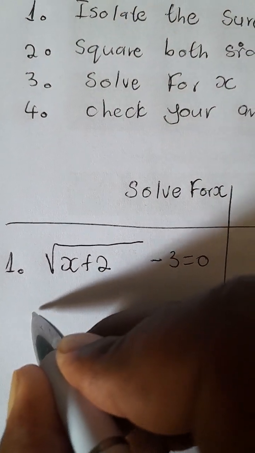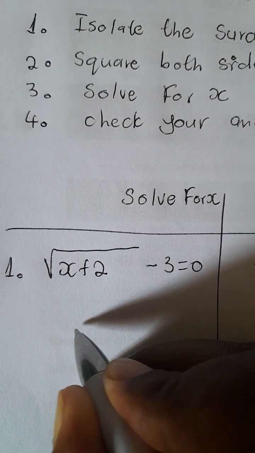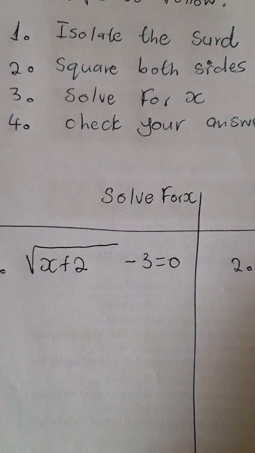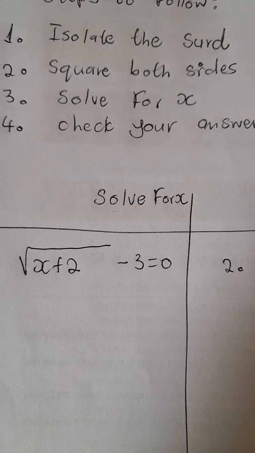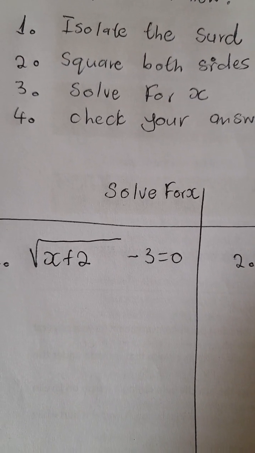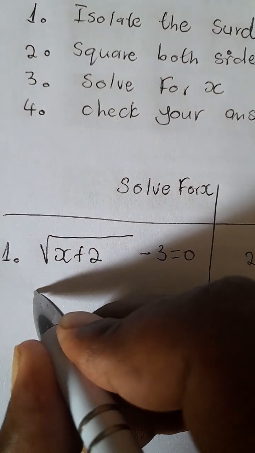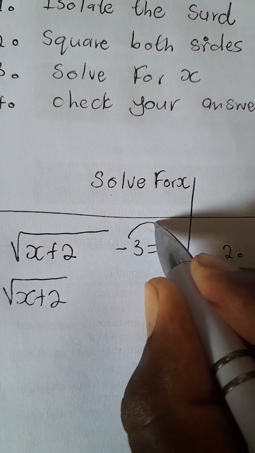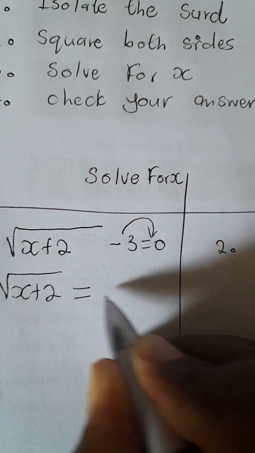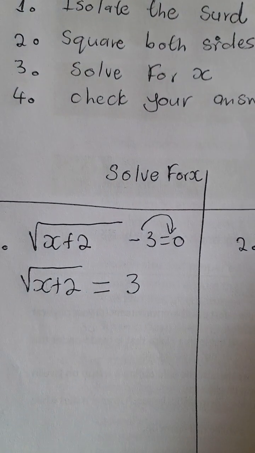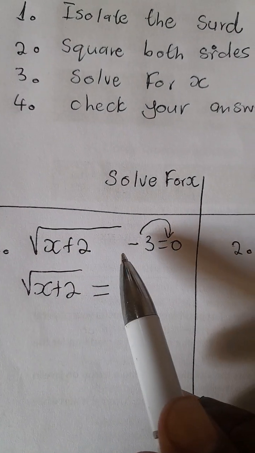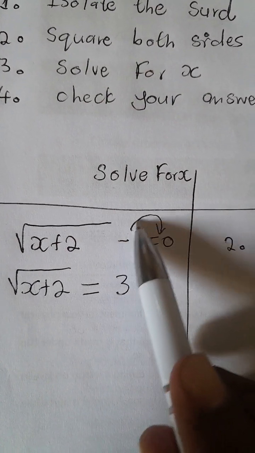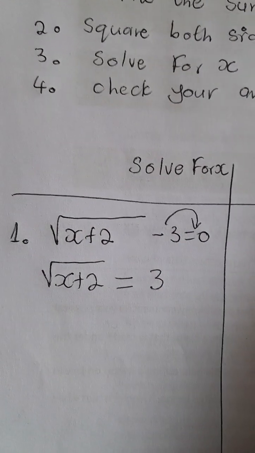First things first, we isolate the surd. It's isolated in this manner. After that, what are we going to do? We have root x plus 2, and when I transpose the minus 3 to the other side, it becomes plus 3. Remember we need to isolate this. When you transpose negative 3, it becomes positive 3.